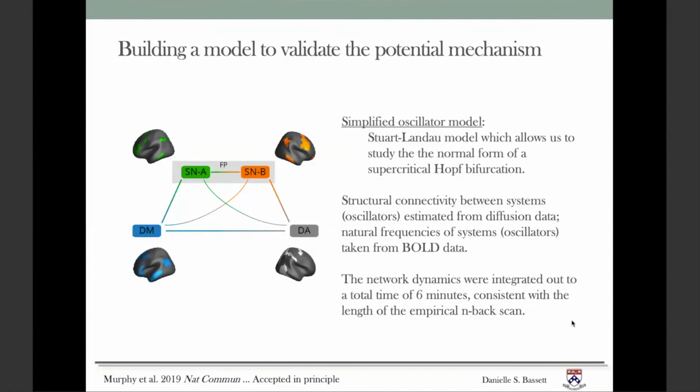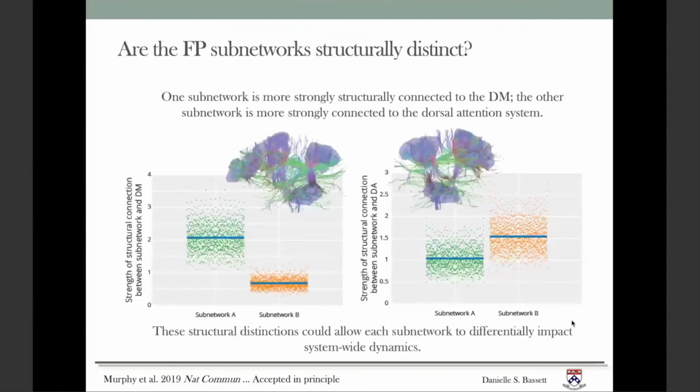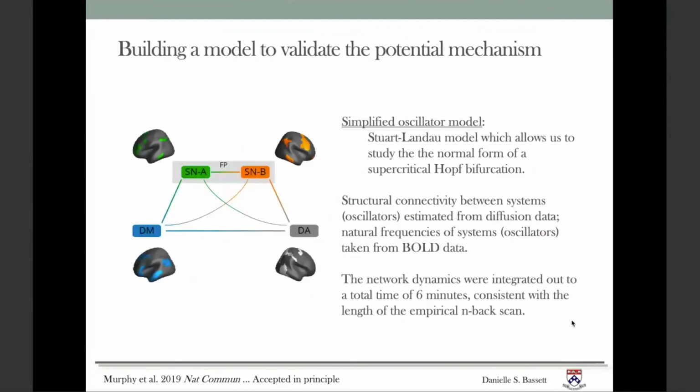So what we did is that we built a simulation where we had the default mode system, the subnetwork A of the frontal parietal, subnetwork B of the frontal parietal, and we also included the dorsal attention because if you remember when we looked at the structural connectivity, here we actually found that subnetwork B was more strongly related to the dorsal attention and subnetwork A was not. So this effect seems to also potentially be important. So we included the dorsal attention system in the model as well. There's also additional data from previous papers and previous labs that supports the suggestion that there may be a role for the dorsal attention system in here too.